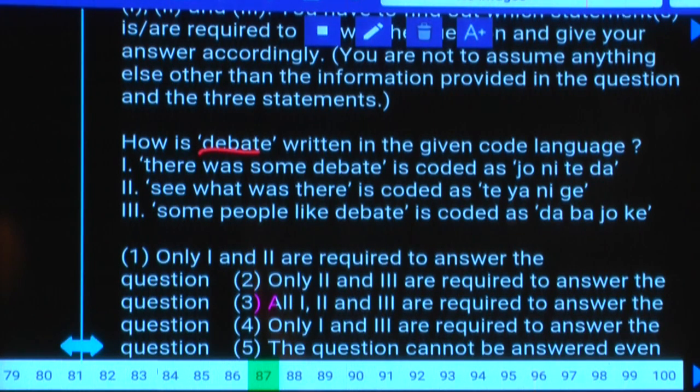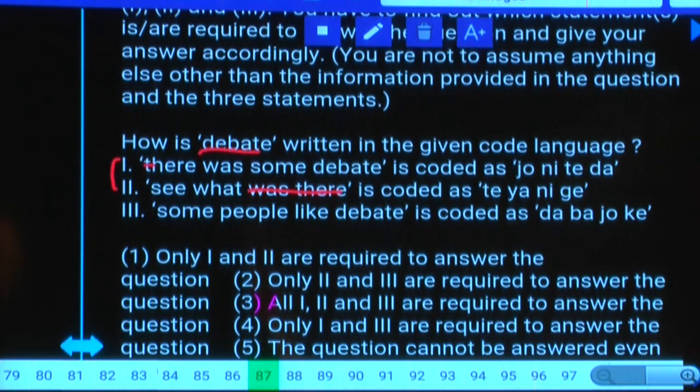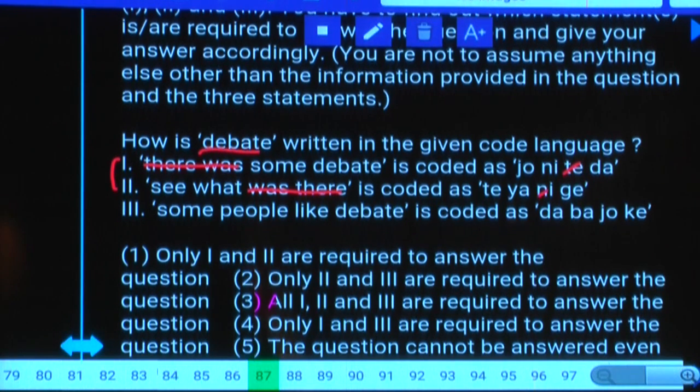Then combination 1 and 2. Now, if you combine 1 and 2, tell me what is the word which is common here? There was some debate and was there and was. Wasn't there, here also wasn't there, are the 2 words which are common between these two. As 2 words are common, then 2 codes will be common. Tell me what are the codes which are common here? TE, NI. TE and NI are the codes. Hence, for there and was, the code could be either TE or NI.